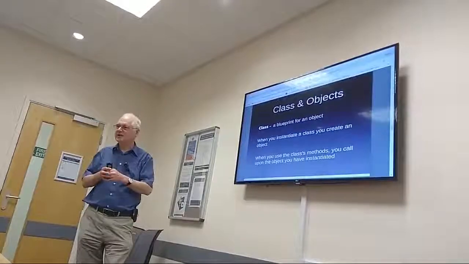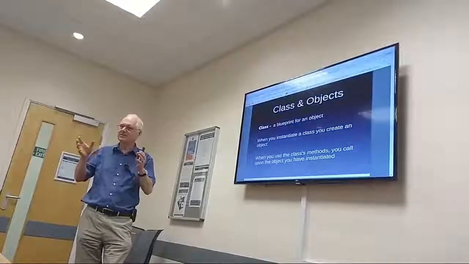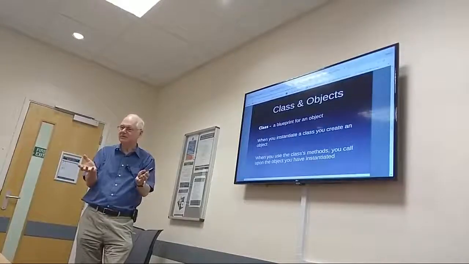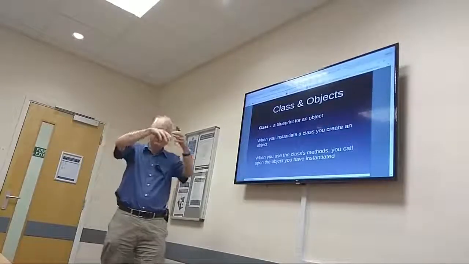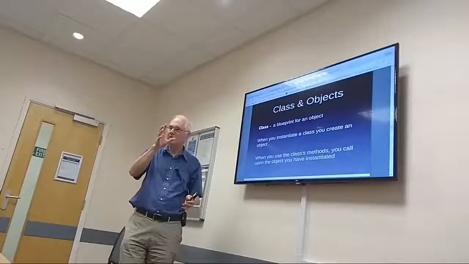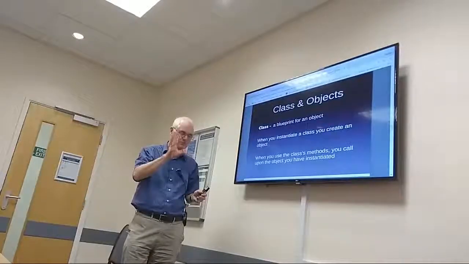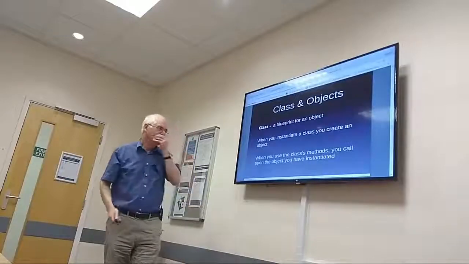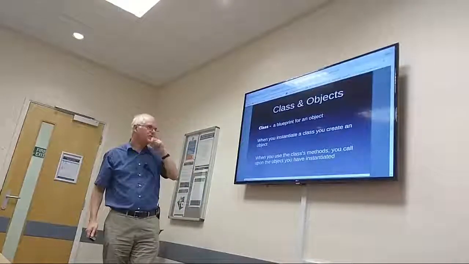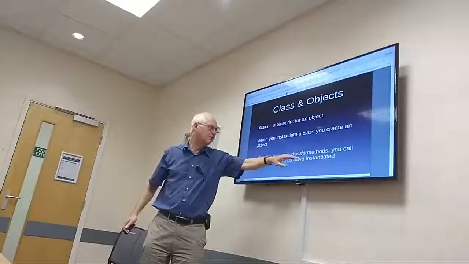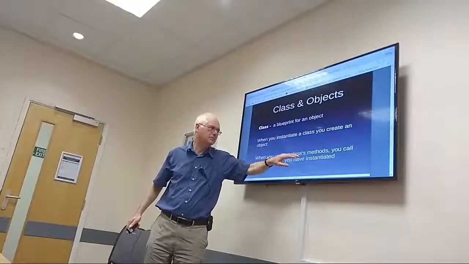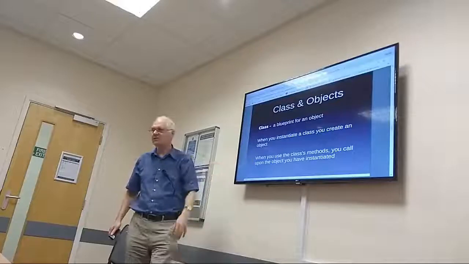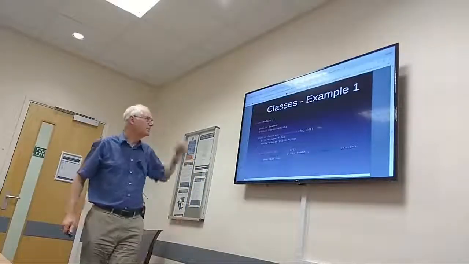A class is like an architect's blueprint for a house, and when you build a house in a street, that's like the object that you built from the blueprint. So as it says here, when you call a method within a class, you're calling upon the object that you've instantiated. So how are we going to work with this?